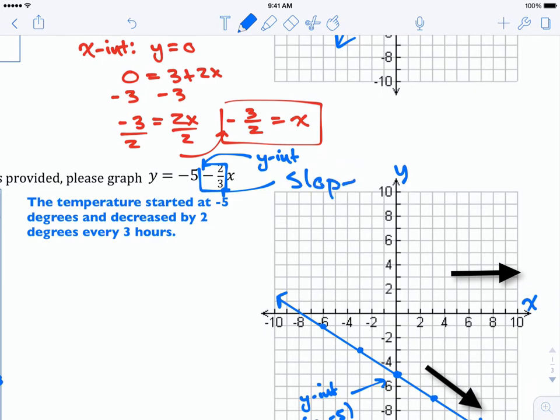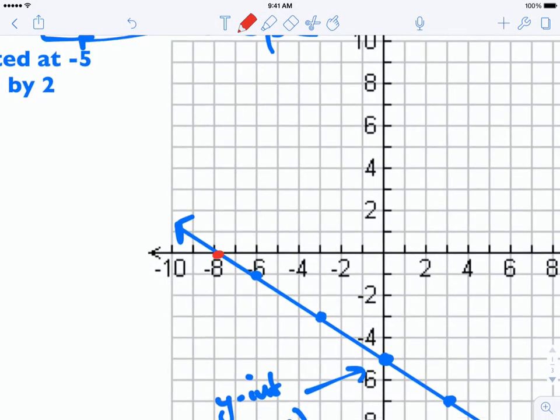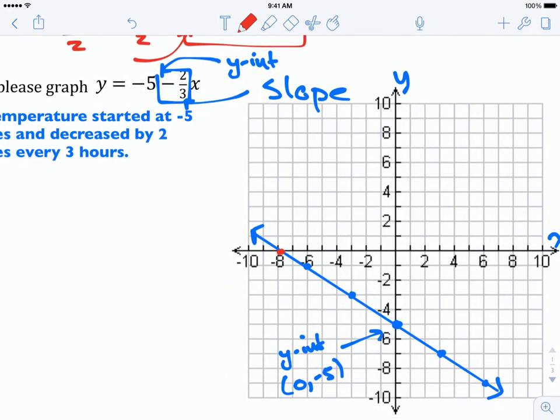And let's go ahead and find our x-intercept. We'll do that in red again. So it looks like our x-intercept is right here. Looks like it's almost negative 8. I'm not sure though, so let's go ahead and confirm.